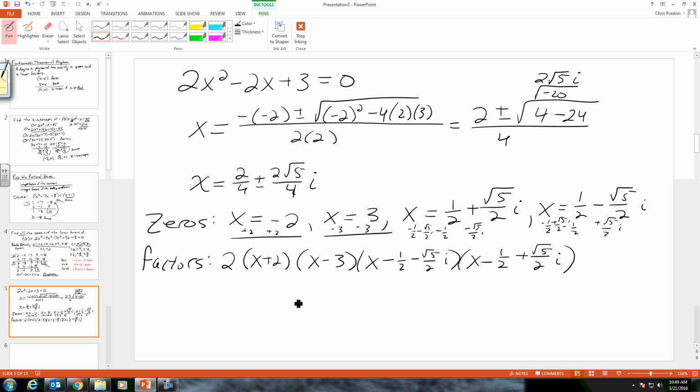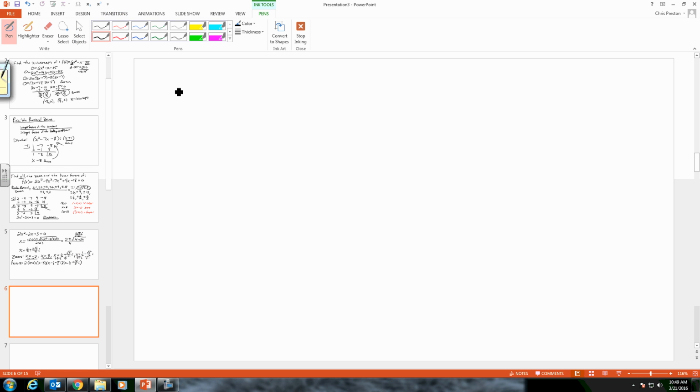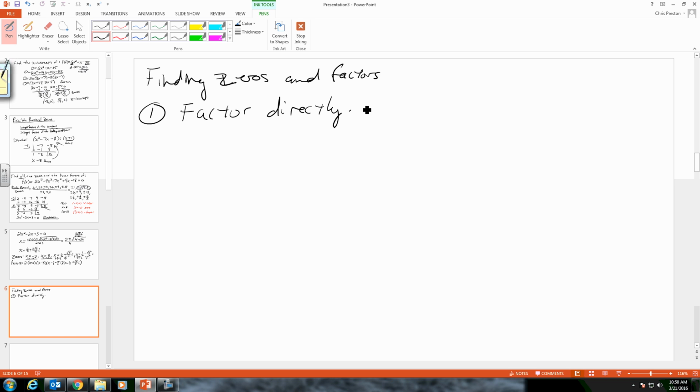Let's be clear about that. This is complicated. So let's talk about how we approach finding zeros and factors. One thing you can do is factor directly. And if you can, great, do that. A lot of things are factorable.